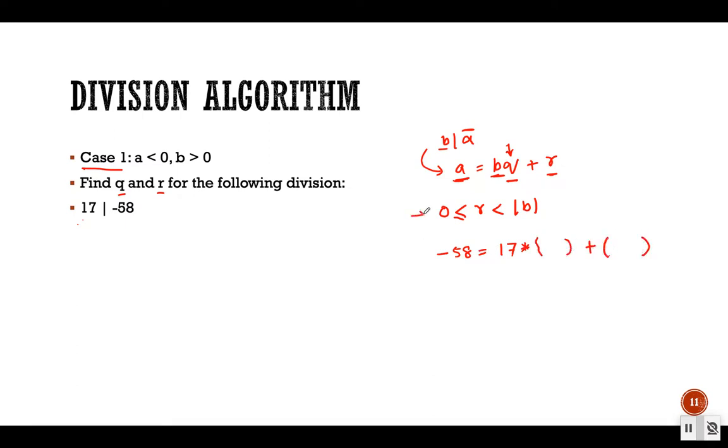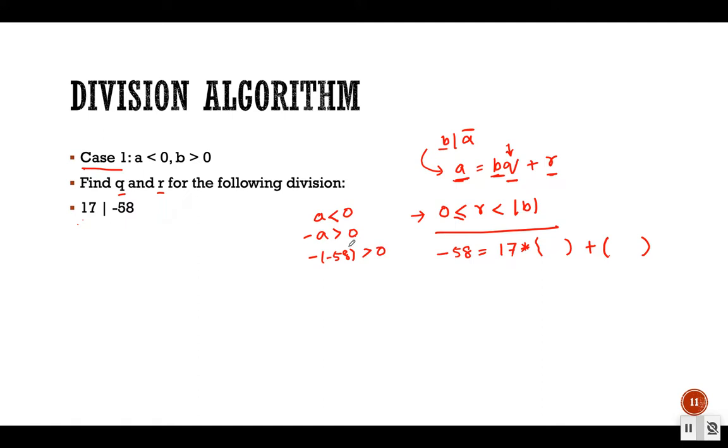In every case, the value of r will always be a positive number. It can be 0, so r is greater than or equal to 0 but less than the absolute value of b. Here a is less than 0, so obviously minus a will be greater than 0. For example, here minus 58 is less than 0, so plus 58, which is minus a, is obviously greater than 0.